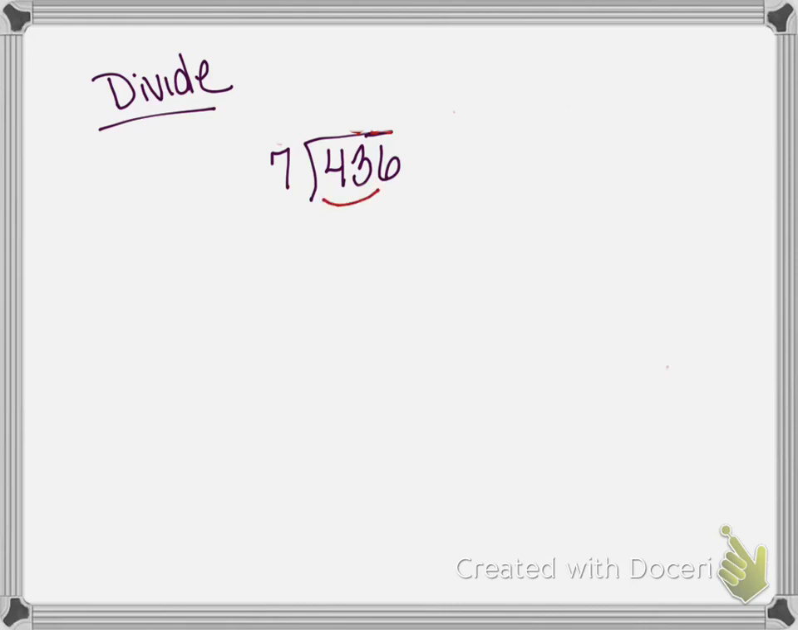6 times. So notice where I am writing that 6. I am writing that 6 above my tens place. Okay? Now I do 6 times 7 is 42. What do I do now? What's my next step? Subtract.